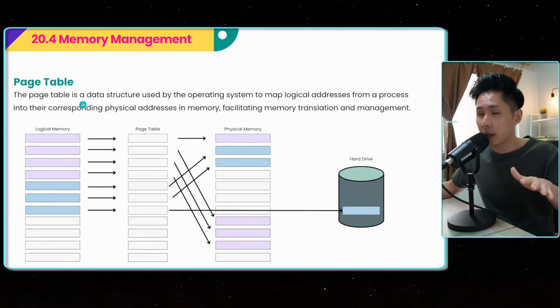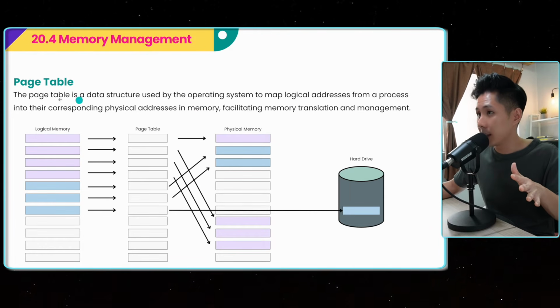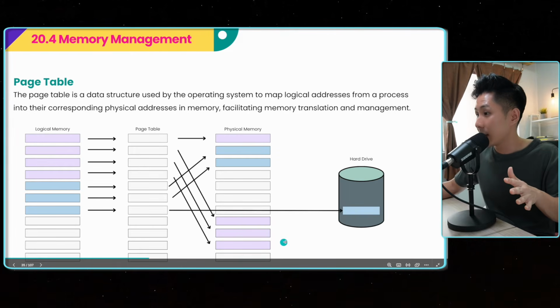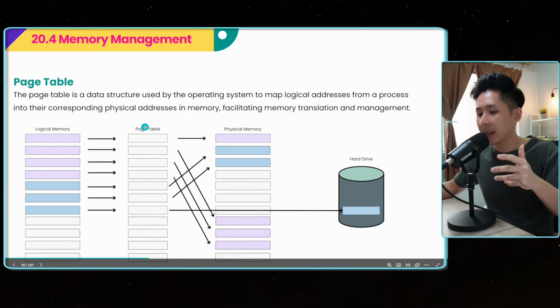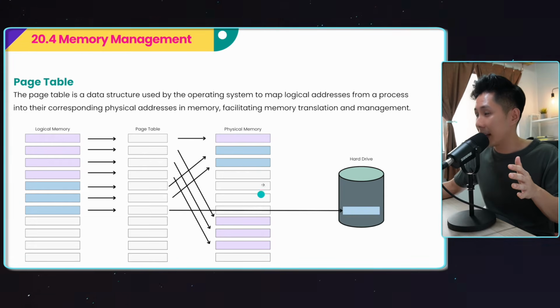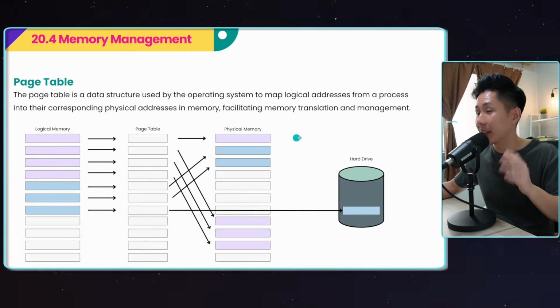Paging uses a page table, which is a data structure used by the OS to map logical memory from a process into the corresponding physical address in memory, facilitating memory translation and management. So this is the actual way processes are stored. But what appears to the processes and programs is the logical memory. In other words, the OS is doing something behind the hood to allow dynamic partition size. So that's a page table.